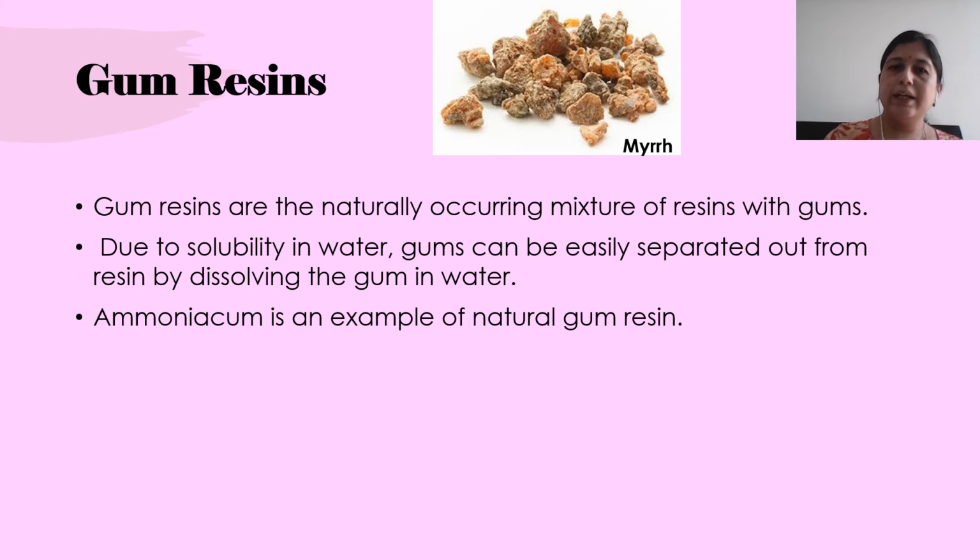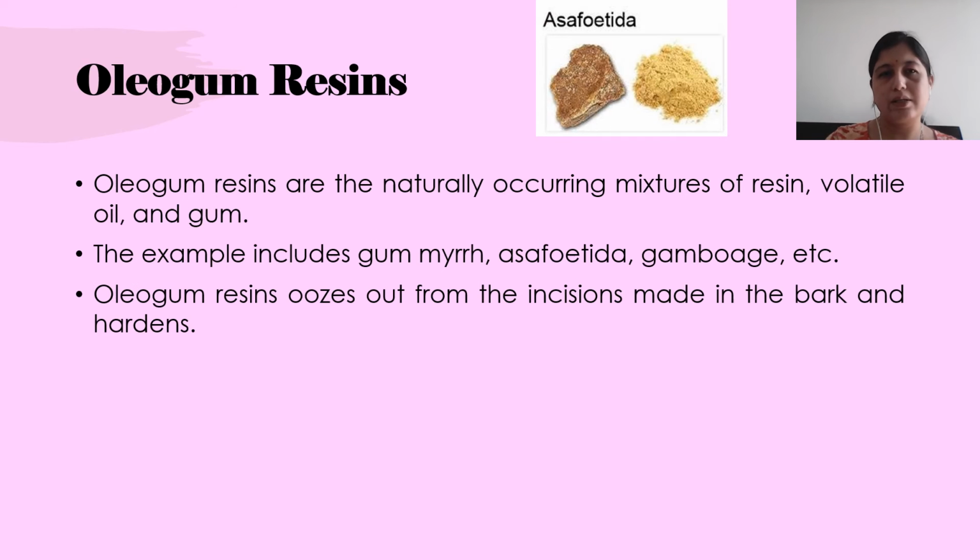Gum resins are a naturally occurring mixture of resins with gums. Due to the solubility in water, gums can be easily separated from resins by dissolving the gum in water, and ammoniacum gum is an example of a natural gum resin. Again, the drug which I have shown, myrrh, also contains some amount of gum resins.